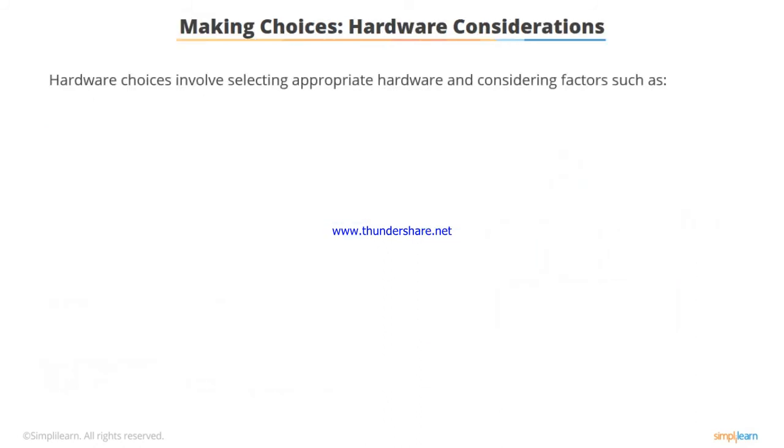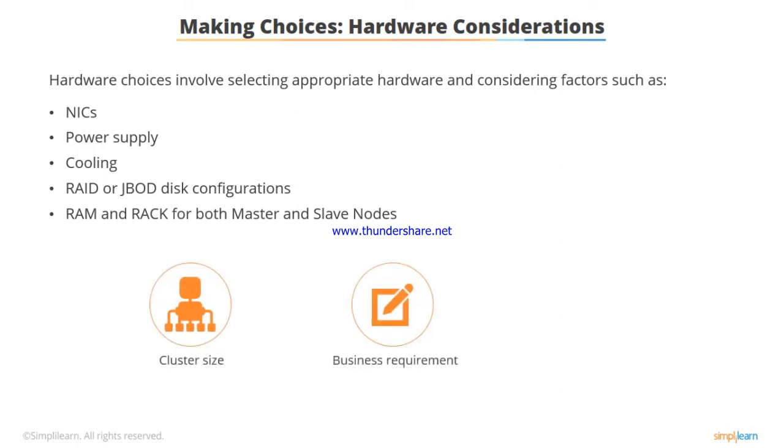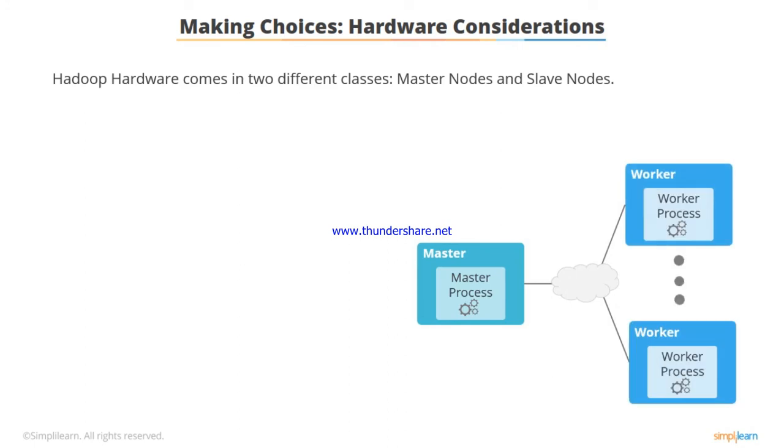Hardware considerations involve selecting the appropriate hardware and considering other factors like NICs, power supply, cooling, RAID, or JBOD disk configurations, and considering RAM and rack for both master and slave nodes. These selections also depend on cluster size, business requirement, and criticality of the process running on the nodes. Hadoop hardware comes in two different classes, master nodes and slave nodes.